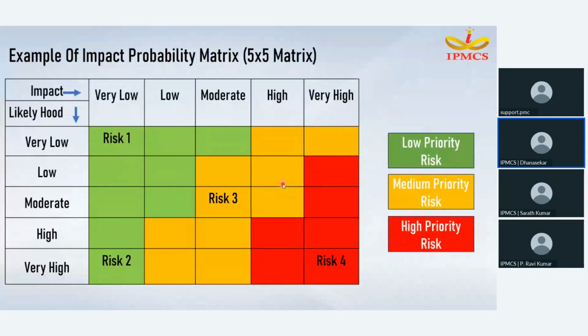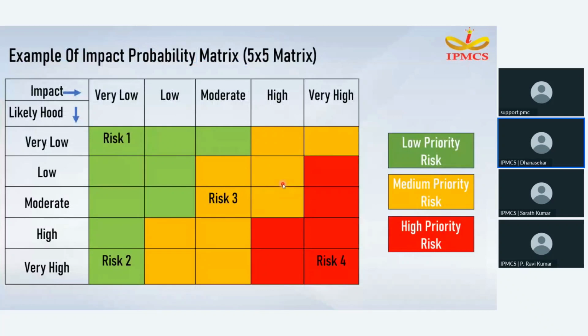So let me give an example of an impact probability matrix. This is a 5 by 5 matrix, most commonly used on projects. This we need to configure. We need to build a matrix template for the project, so that we can utilize it for all kinds of projects and programs. This matrix we can customize as per the risk scale. The impact and the likelihood scales have to be fixed for the analysis, so this needs to be fixed before running the analysis.